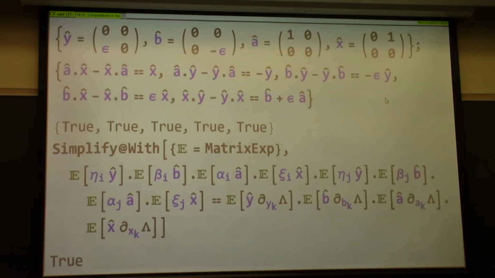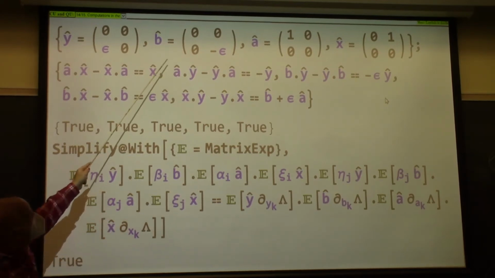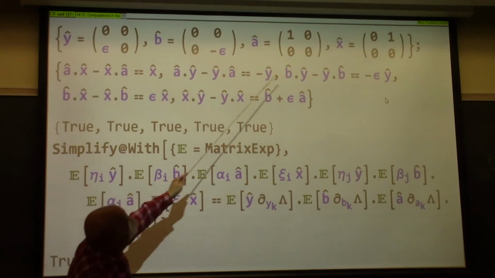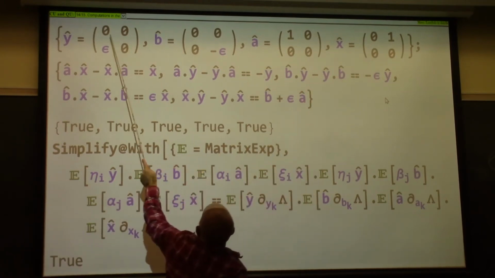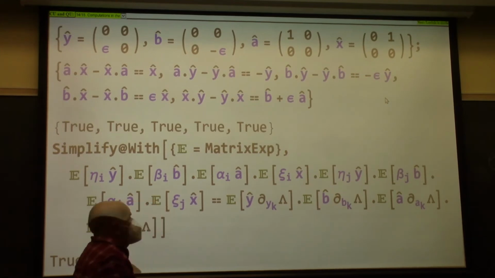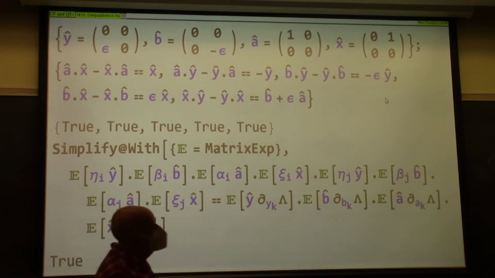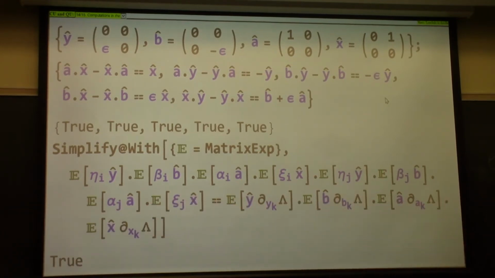And again, being a lazy bum, I just type everything in, hit enter, and the computer outputs true, true, true, true. Of course you could have checked it by hand. You could have just multiplied this matrix with this matrix, but the computer tells you that it's true. And then I need to check that this equality holds.